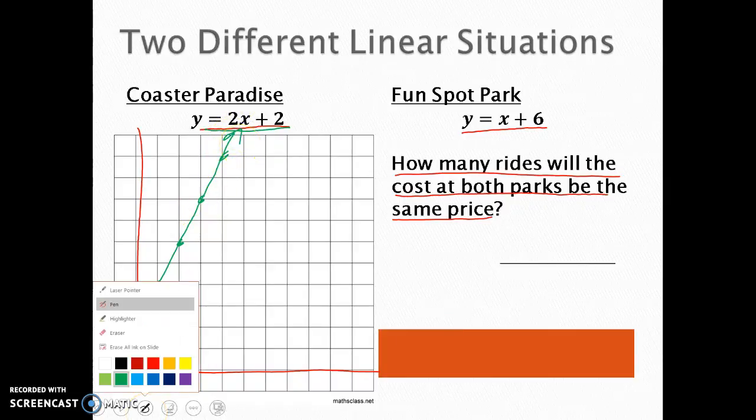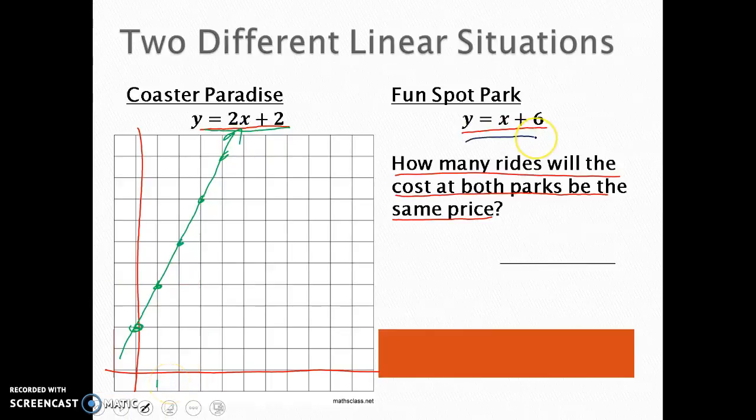Then if we go to Fun Spot Park, I'm going to graph that in blue. This starts at $1, $2, $3, $4, $5, $6 to get in the door. But then every ride we go on, it costs us an extra $1. And so if I continue that, it's going to look something like this.